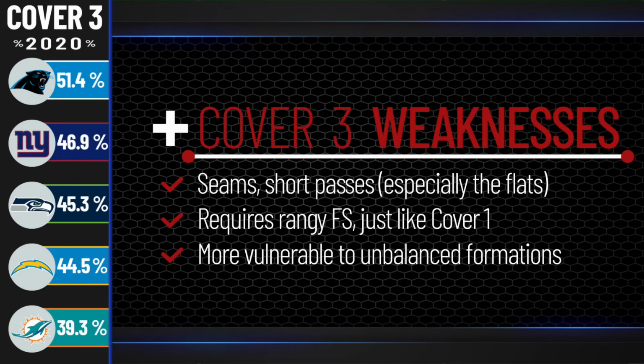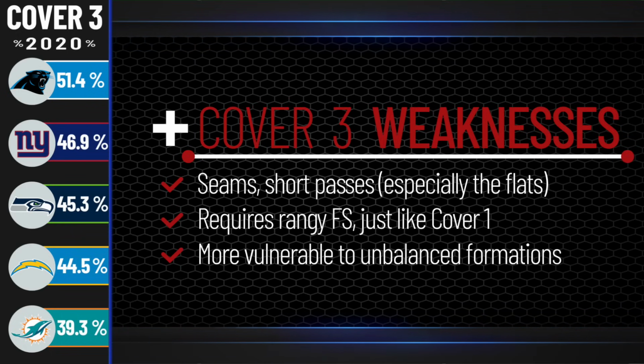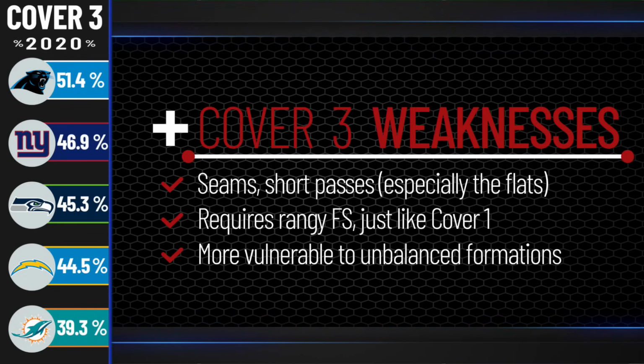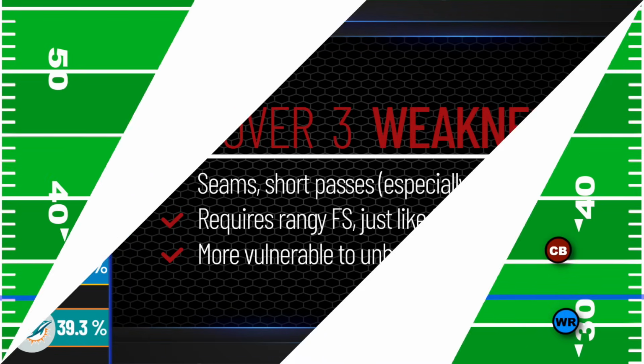And then with only 4 defenders underneath, you're going to give up a lot more in the short passing game, especially in the flats because the curl flat defenders will take a few seconds to get over to their spot. Also, just like cover 1, your free safety needs to have a ton of range to cover the entire field. You can also have a really tough time running cover 3 against an unbalanced formation because the offense can run 4 verts out of 3x1.